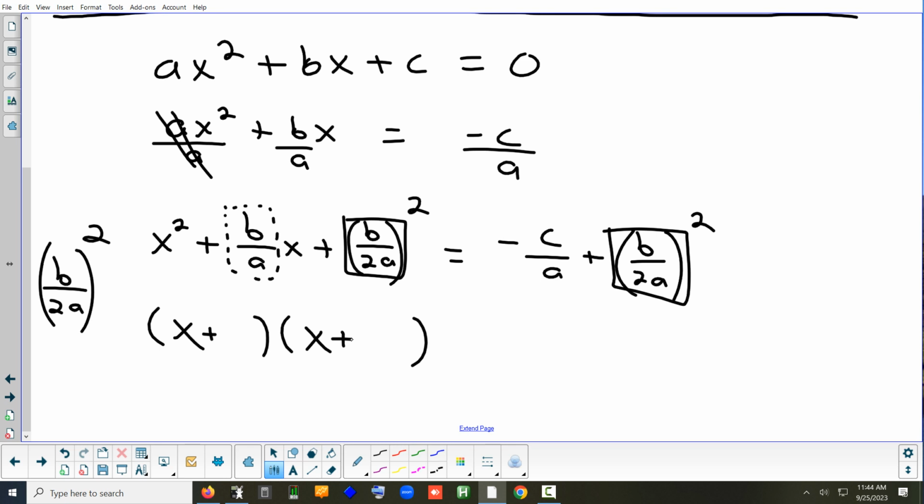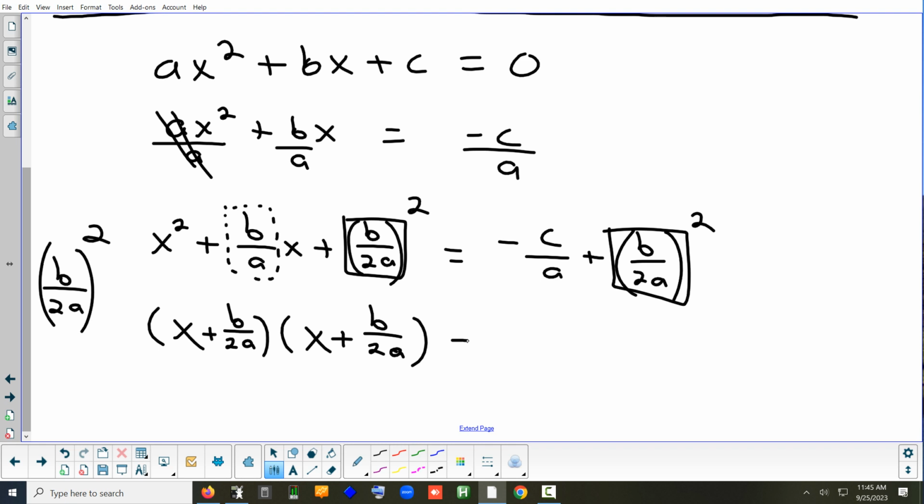Wouldn't it be b over 2a? Yes. What you put there when you factor it is always half the middle number. I'm pretty sure you also have to have that in parentheses. Yes, you have to keep it in parentheses, just like I have it.